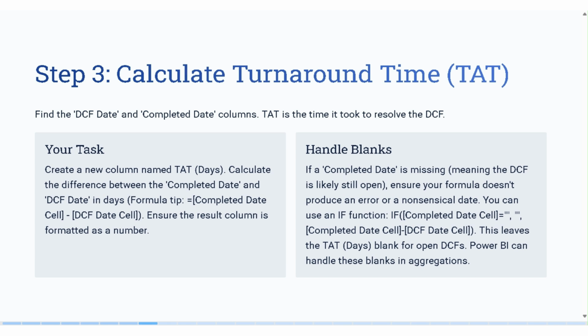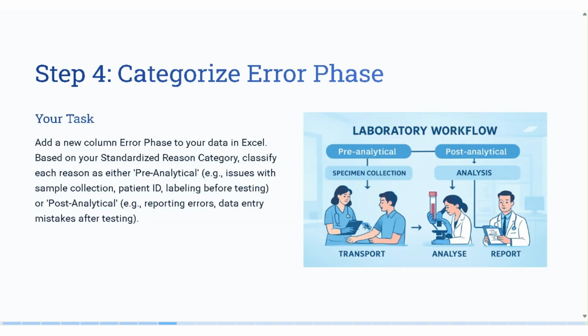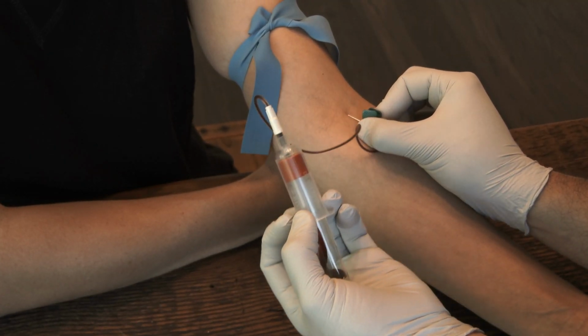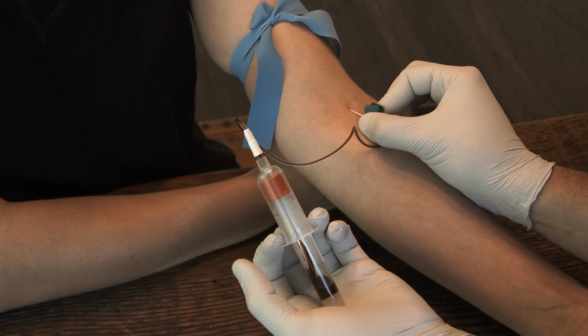Then in Power BI, we will categorize the error phase or the root cause. Are we having more DCFs from specimen collection, which is under pre-analytical errors, or is it under the post-analytical stage?